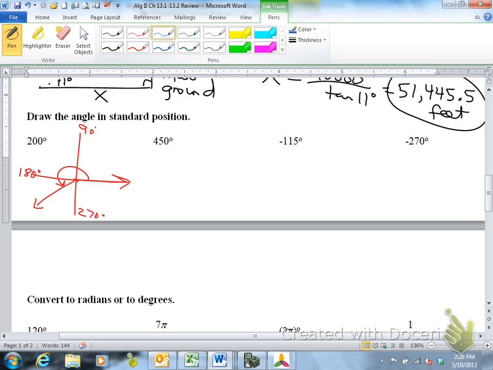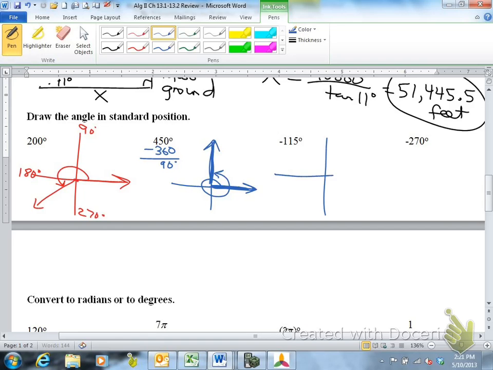450 degrees, you're going to go around the circle once, 360. So if you subtract 360 from that, you're going to end at 90 degrees. So your angle would look like this. You go around once, and then a little bit more than that. A quarter of a circle. So that would be 90 degrees, which 450 is what it would be.